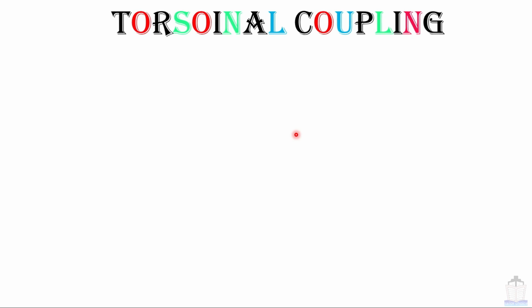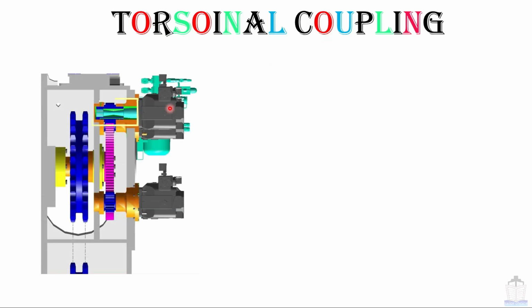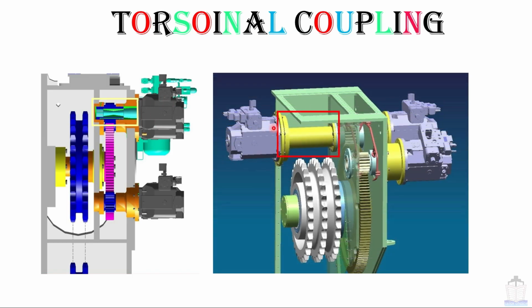Now going to talk about a very important part that is called torsional coupling, and in the MMD a lot of surveyors ask questions related to this torsional coupling. Now going to see where exactly it is fitted. This torsional coupling is fitted over here, which acts like a transmission device between gear and swash plate pump. Another example, it is fitted over here. Now going to see how exactly it looks like.